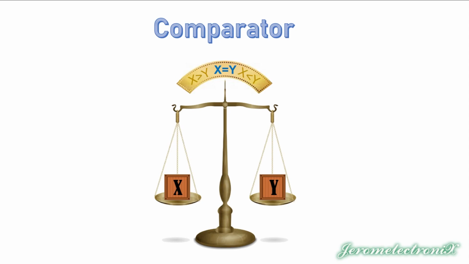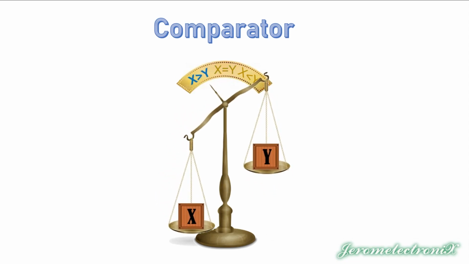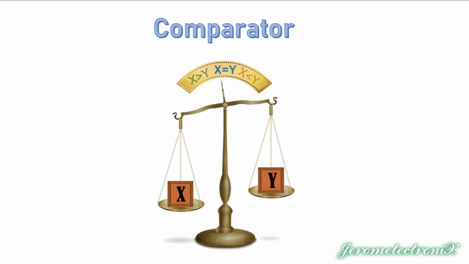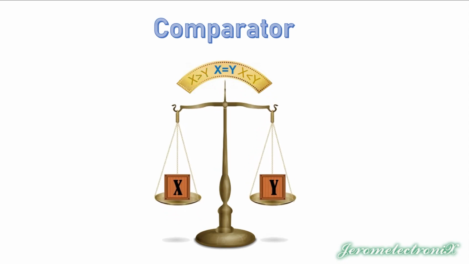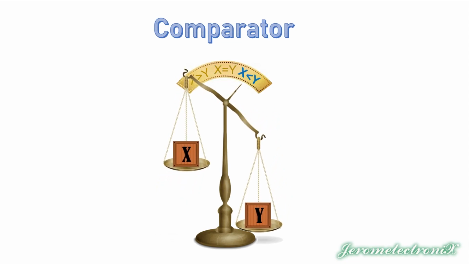But that has to do with weight. What a comparator does is the same thing, but it does it with the value of the number. So, in this case, if X happens to be the greater value number, then the balance will point to X is greater than Y, right? And then if they're equal in value, then the balance will point at X is equal to Y. And if X is less than Y, then the balance will point to X is less than Y.